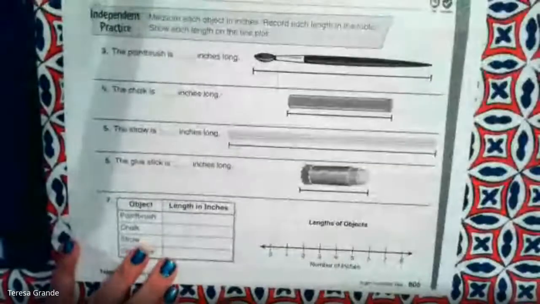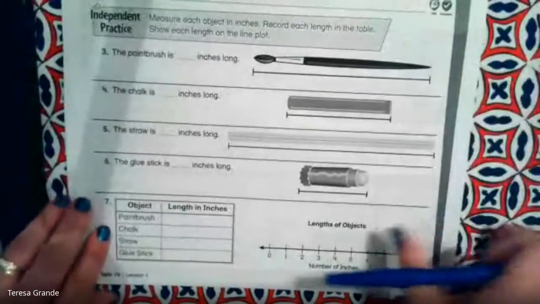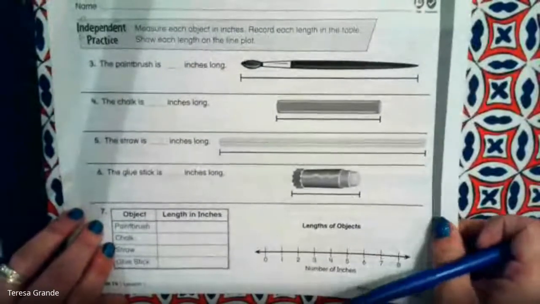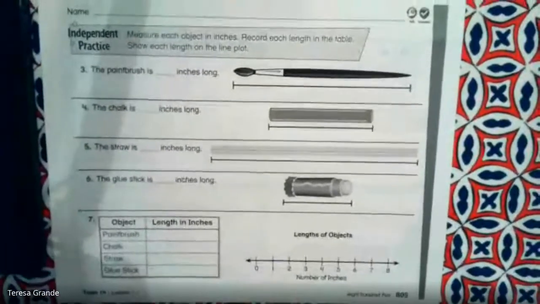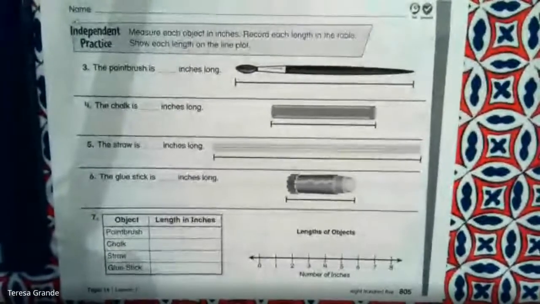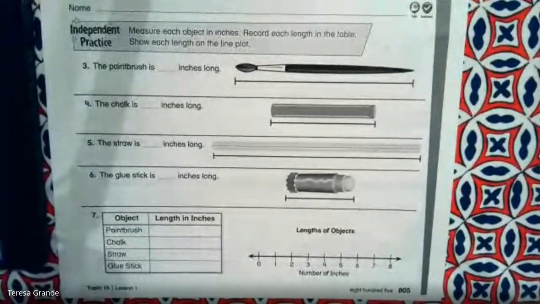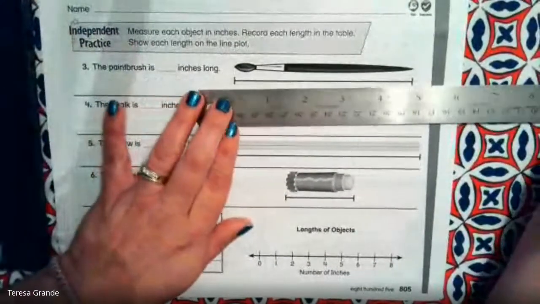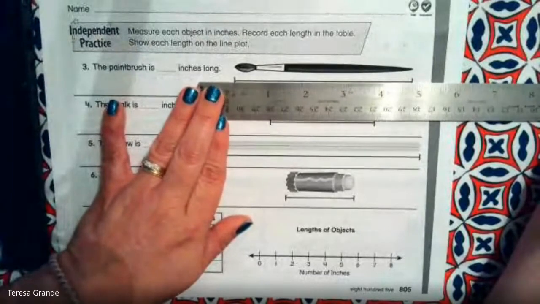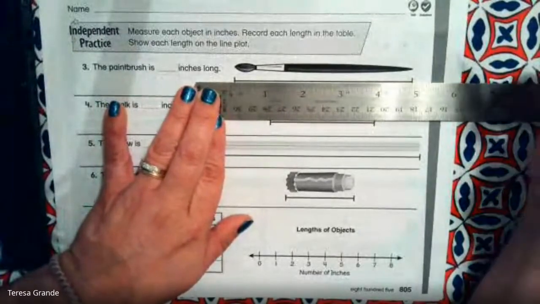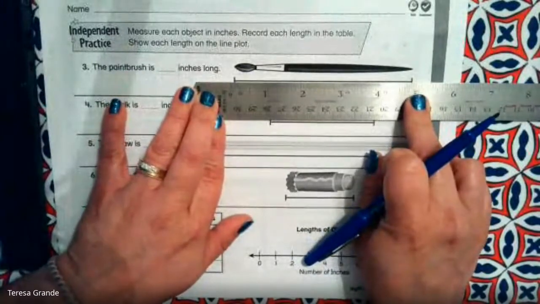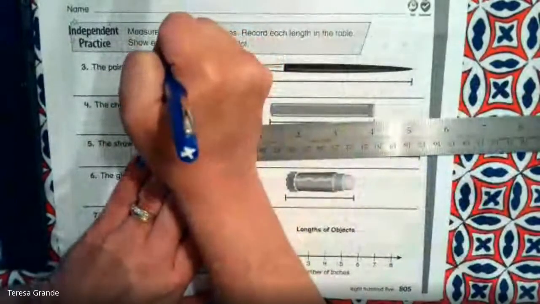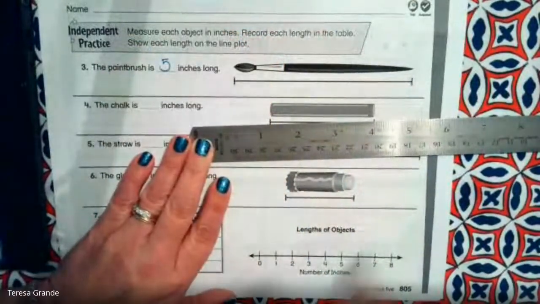Now we're going to move on to this page where we have 4 items that we're going to measure. Okay. So let's start at the top with the paintbrush. Let's try to make this a little bit more clear. There we go. So let's put this at 0. Remember, again, we're measuring on the inches side. How many inches do we have? It's very close to 5. So the paintbrush is 5 inches long.